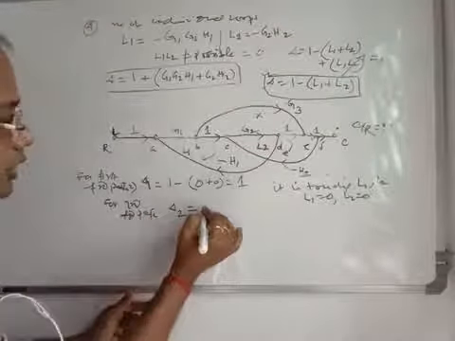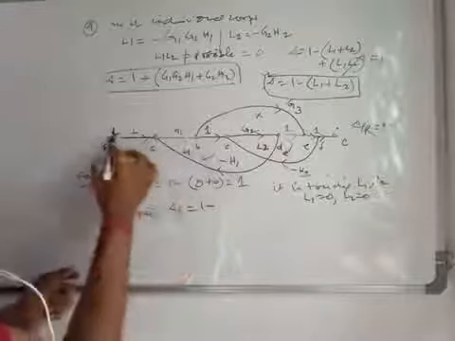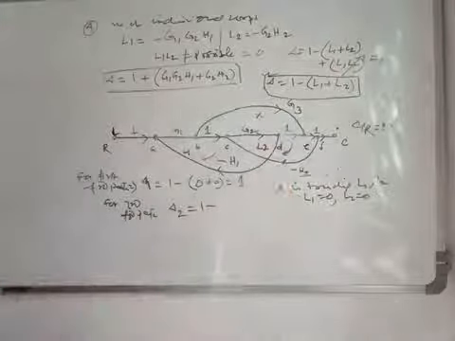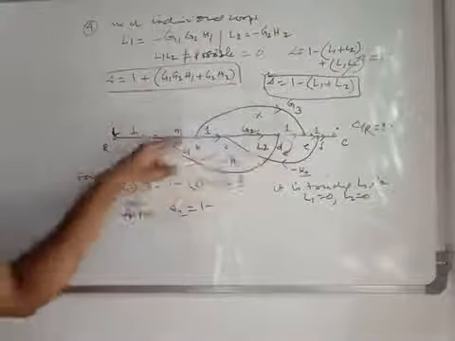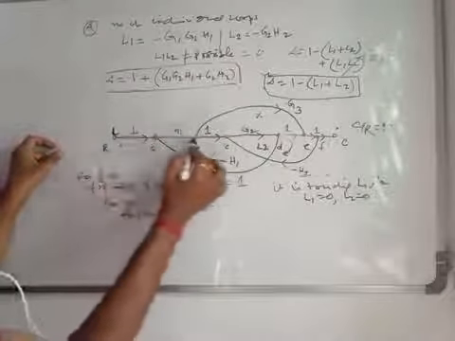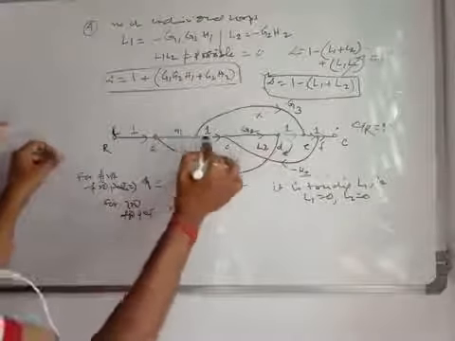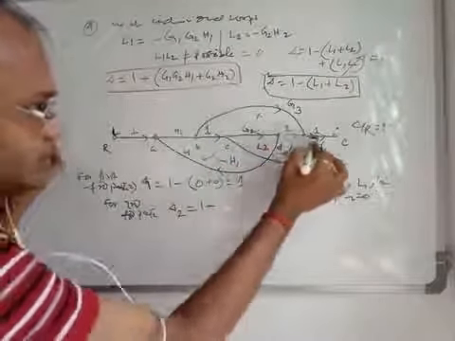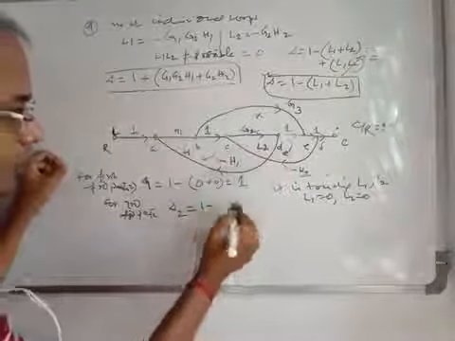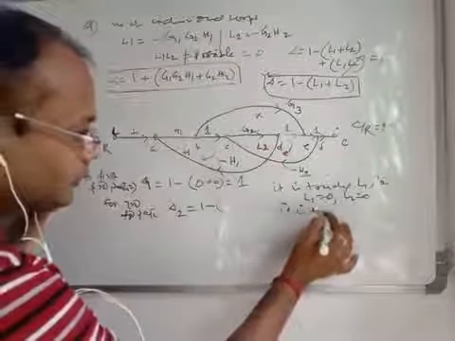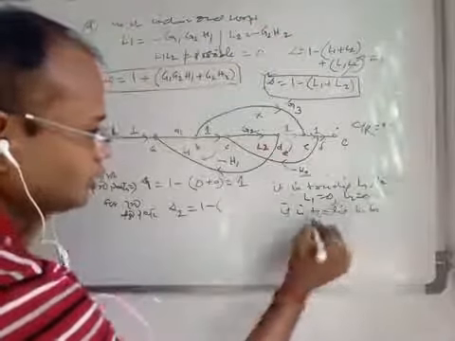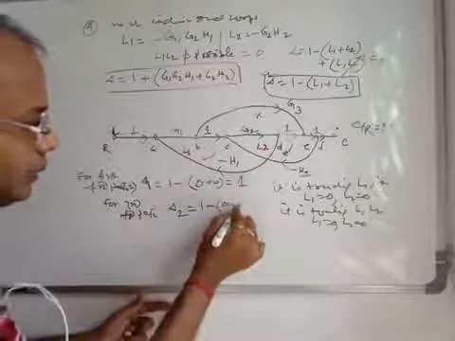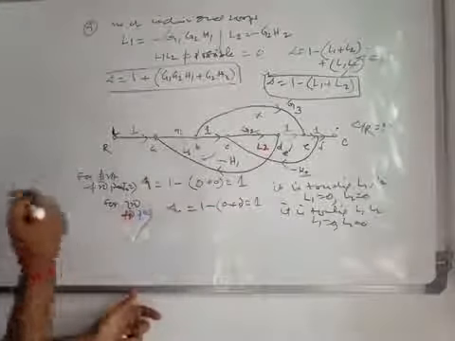So delta 2 will be equal to 1 minus, now delta 2 is this. See, this is again touching all the loops. This is the path where it touches L1, and this is the path where it touches L2. So here also it is touching L1 and L2. In this case L1 is equal to 0, L2 is also equal to 0. We get 1 minus 0 plus 0, which is 1. So delta 1 and delta 2 are equal to 1.